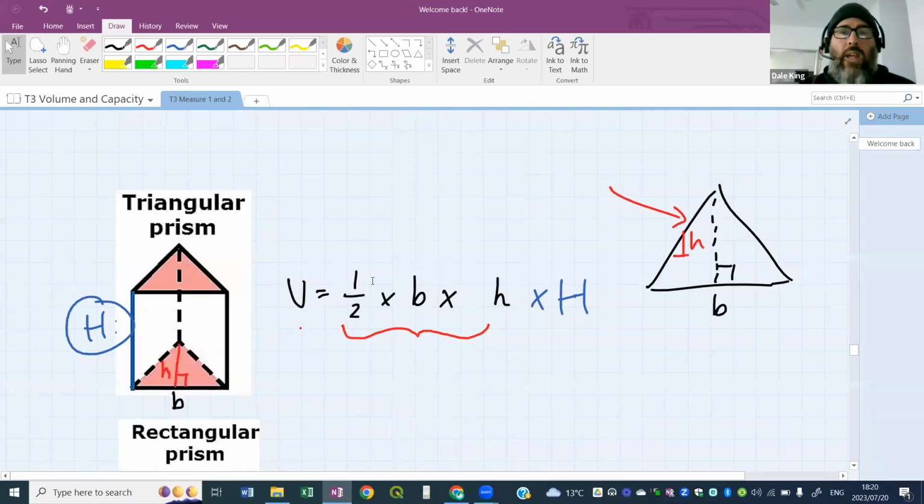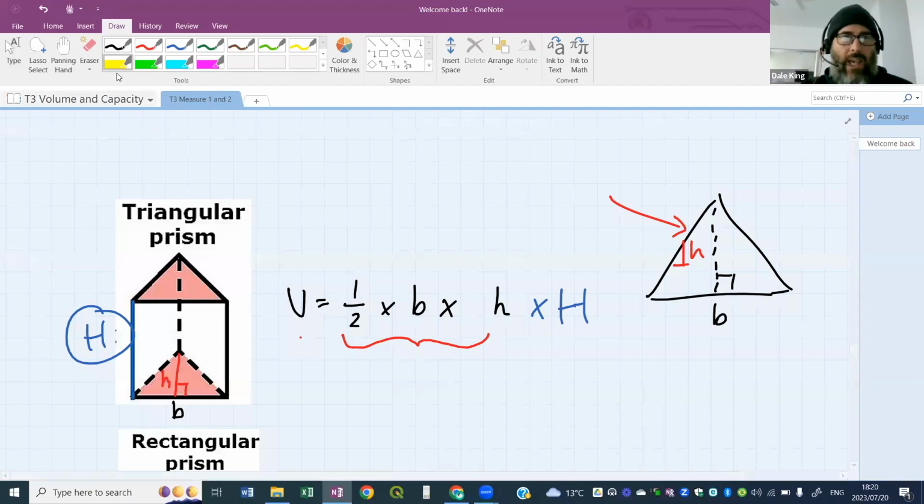All right. Triangular prism. This one can be tricky. It doesn't often come up in exams. If it does, you've got to be careful. They will give you the formula, but you've got to know which height goes where. This part that I'm highlighting here is the area of the base shape, which is the triangle.